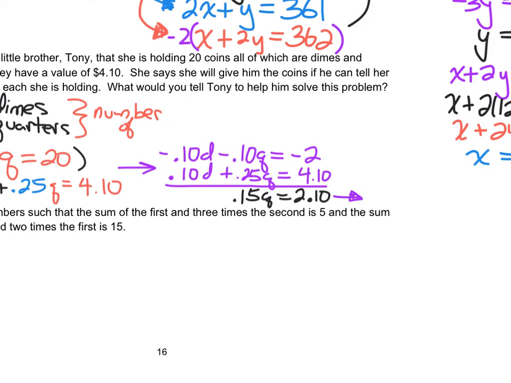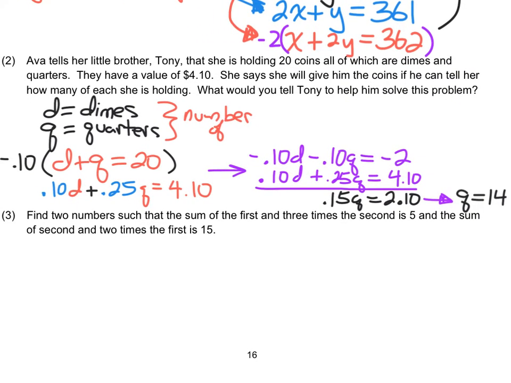So then I'll divide 2.1 divided by 0.15. And you get 14. So 14 quarters. All right, so that's getting us most of the way. 14 quarters is about, well, it's exactly $3.50. So just using your knowledge of dollars and cents, you can get the rest of the way.